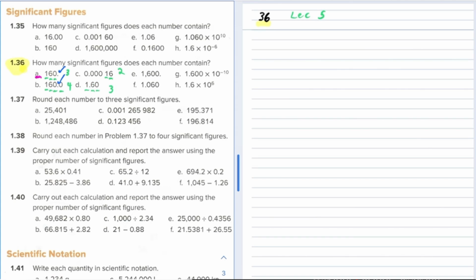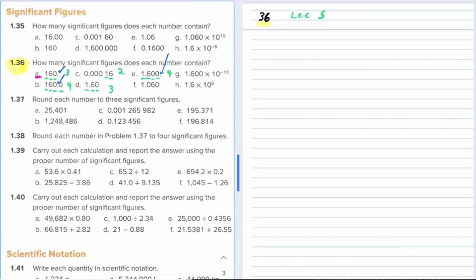E. Okay, 1, 2, and then you count the last zeros as well, 3, 4, because the decimal point is there at the very end. You can see it. There it is, right there. This is a 4 sig fig number, 4 digits.